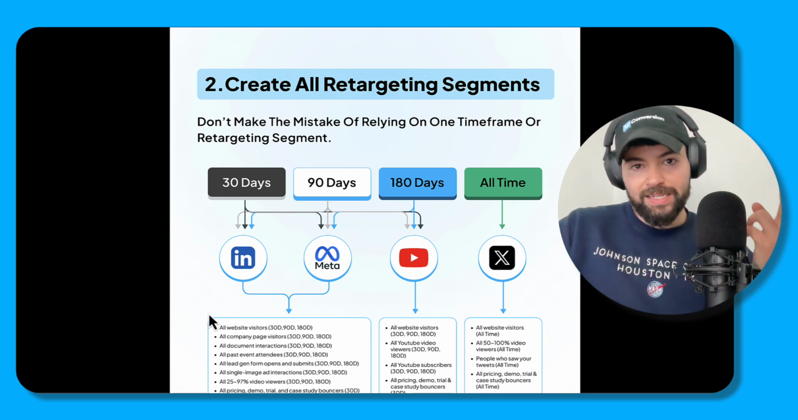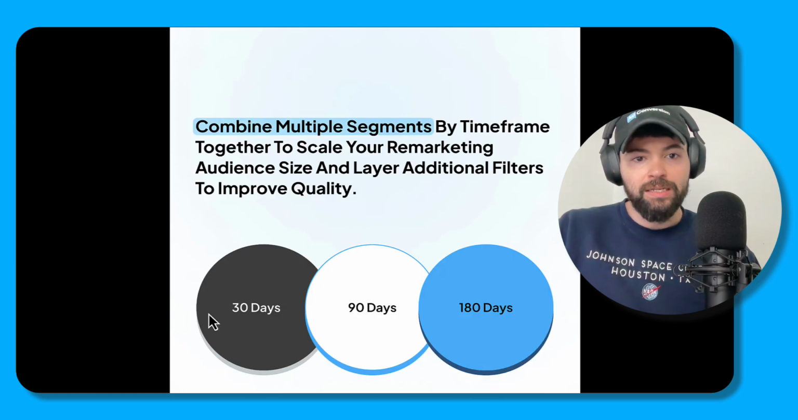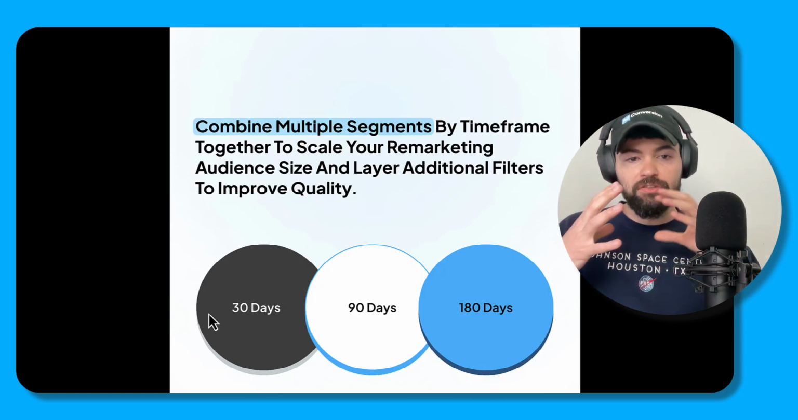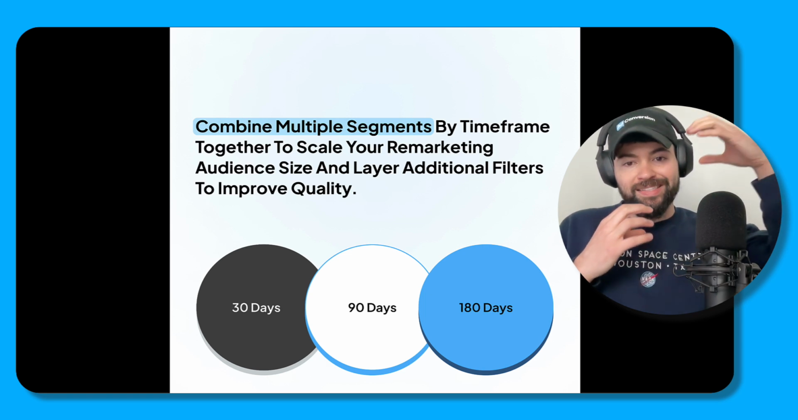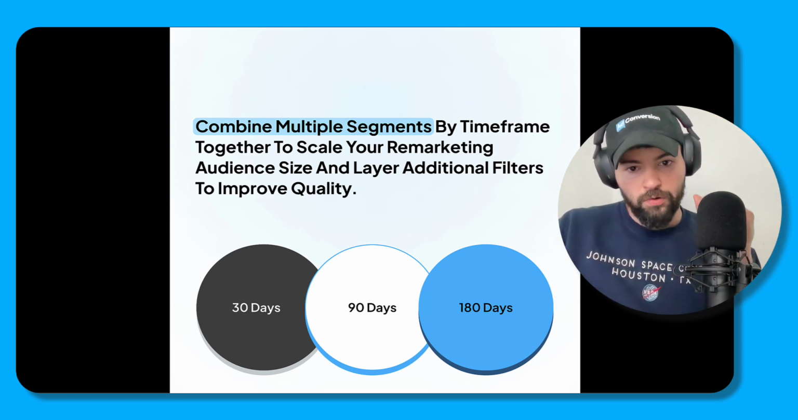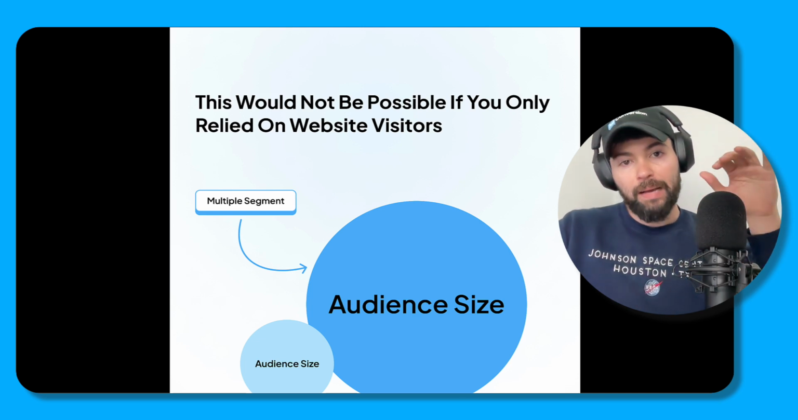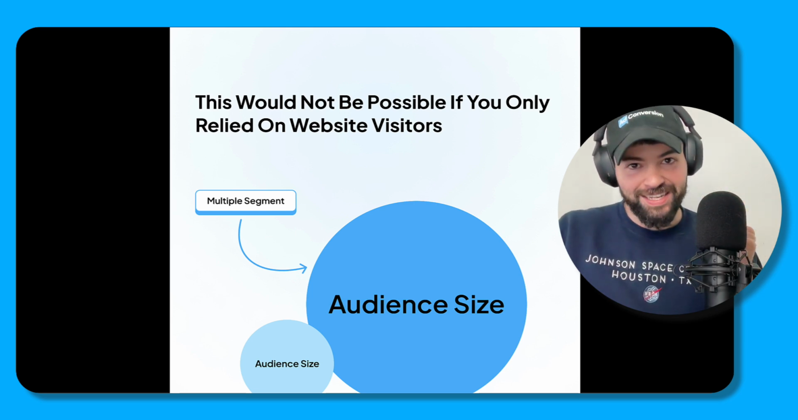So this is the second step: you want to create all retargeting segments. Don't just rely on one segment. And again, you want to combine those multiple segments together by time frame so that you're scaling that remarketing audience size. And now you have the ability to layer in additional filters to improve your quality. This would not be possible if you only relied on website visitors. So I can't stress this enough. Don't make that mistake.